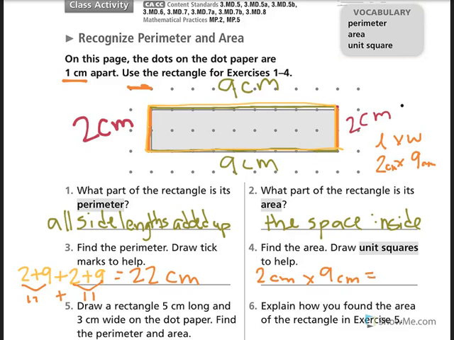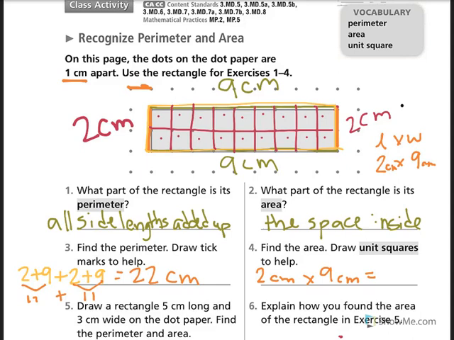And we could actually even count the squares inside. So let's go ahead and do that. So if I just draw straight lines based on these centimeter tick marks, I should say dots. So here we go. 1, 2, 3, 4, 5, 6, 7, 8, 9, 10, 11, 12, 13, 14, 15, 16, 17, 18. And if we remember our math facts, 2 times 9 is 18.